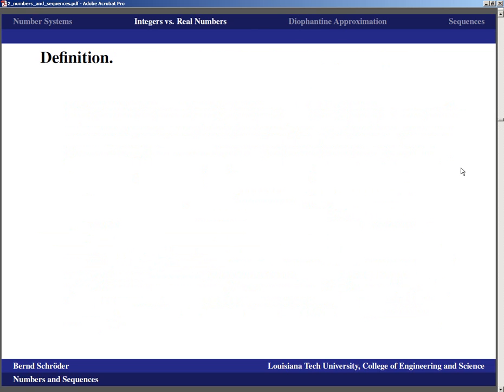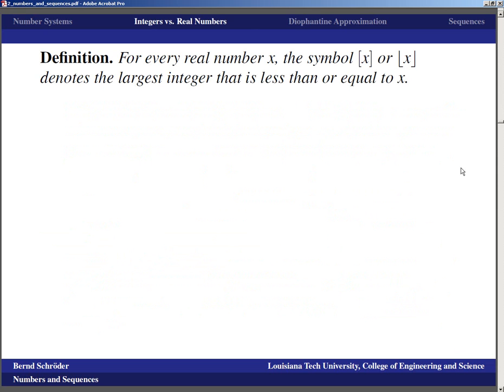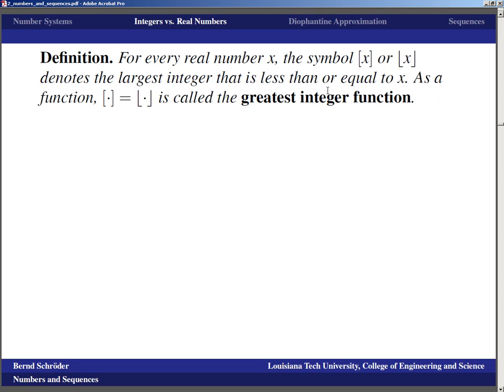Alright, now let's see what we can do with real numbers. Basically, for every real number x, the symbol bracket x, or floor x, denotes the largest integer that is less than or equal to x. So if you think of a real number as a decimal, then floor x just cuts off the decimal part. And as a function, this is called the greatest integer function. It's a very common function to work with.